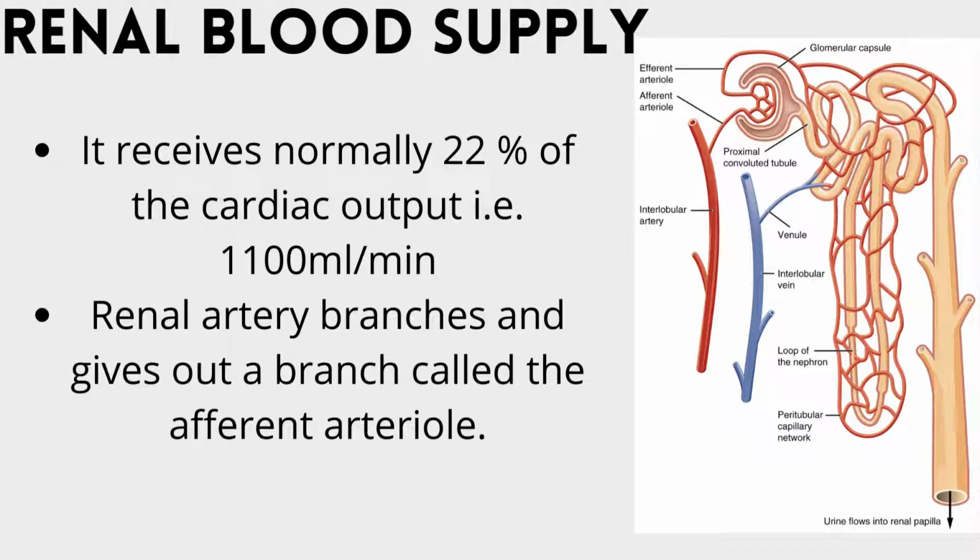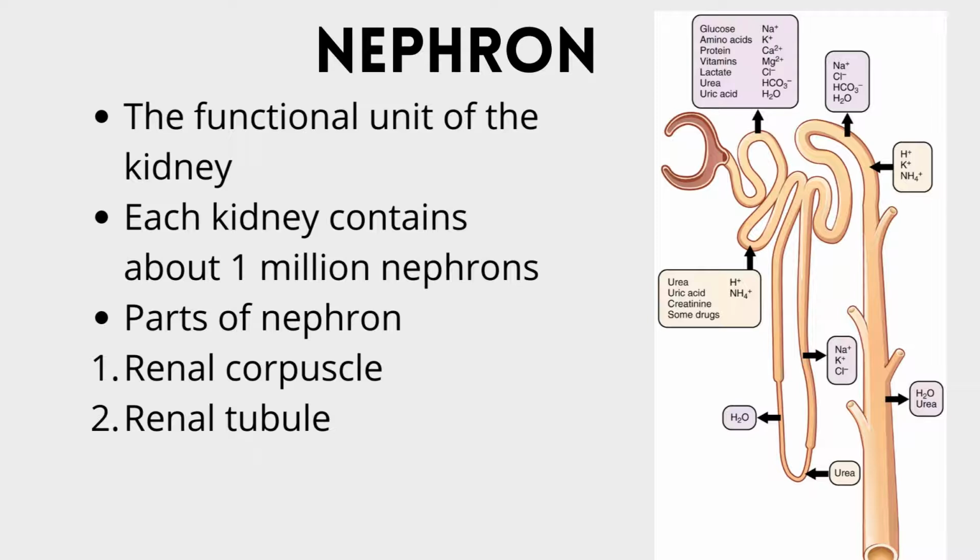So the renal artery, a branch of the abdominal aorta, enters the kidney through the hilum, and then it progressively branches out and gives out branches called the interlobar arteries, the arcuate arteries, interlobular arteries, afferent arterioles, etc., and ultimately forms the glomerular capillaries.